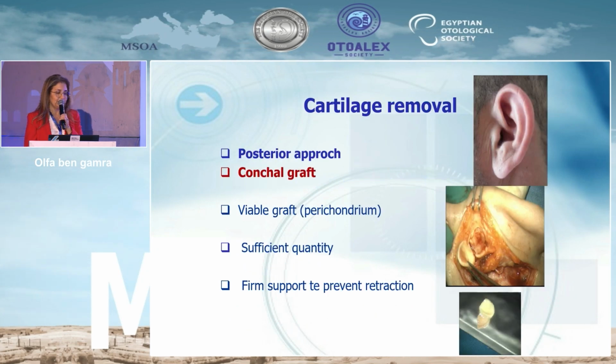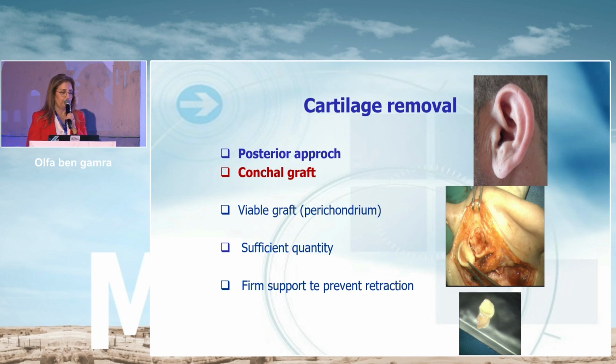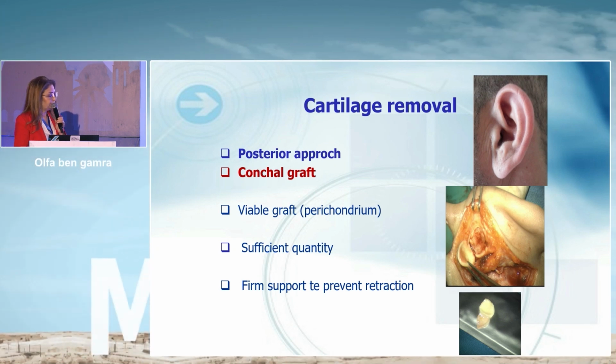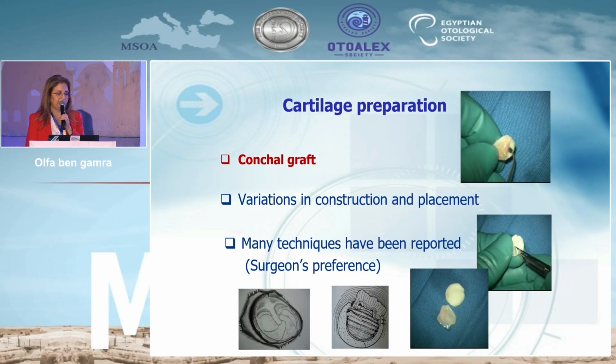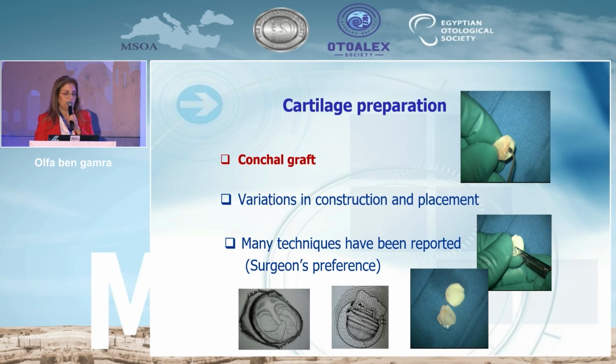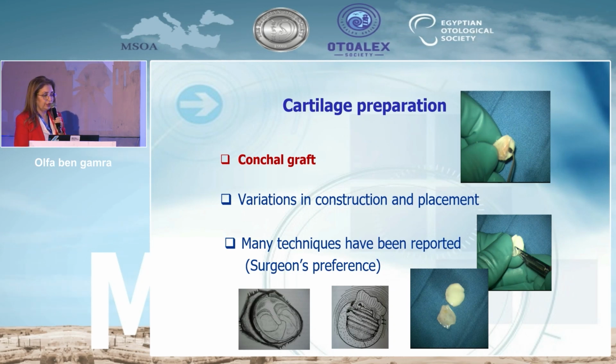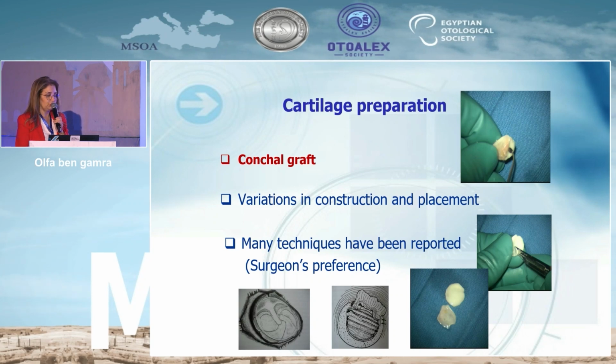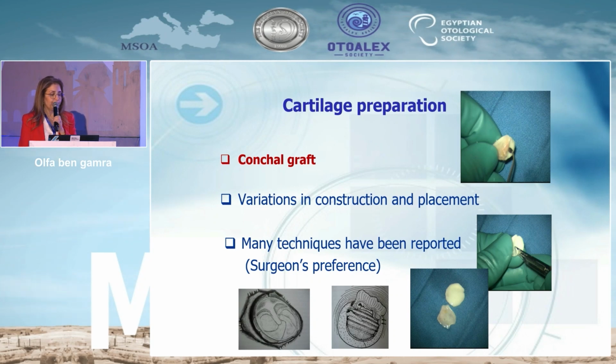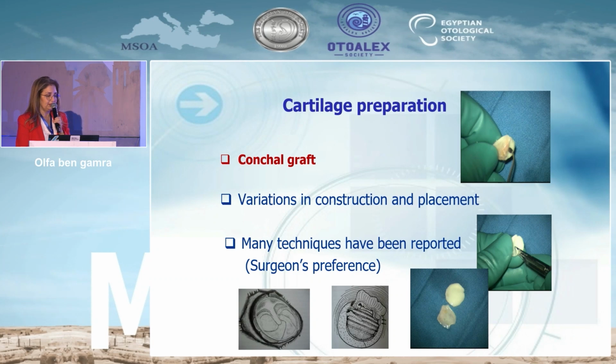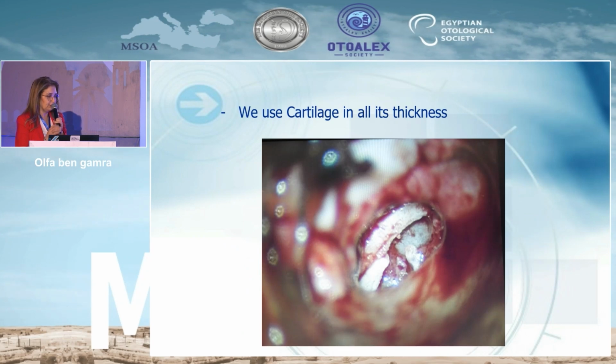I remove the cartilage systematically from the concha. It provides sufficient quantity, and it forms a firm support to prevent retraction. We remove the perichondrium from the convex side of the cartilage, and we modulate the cartilage with a scalpel. The little lamellae can be used to perfect the reconstruction of the tympanic membrane.